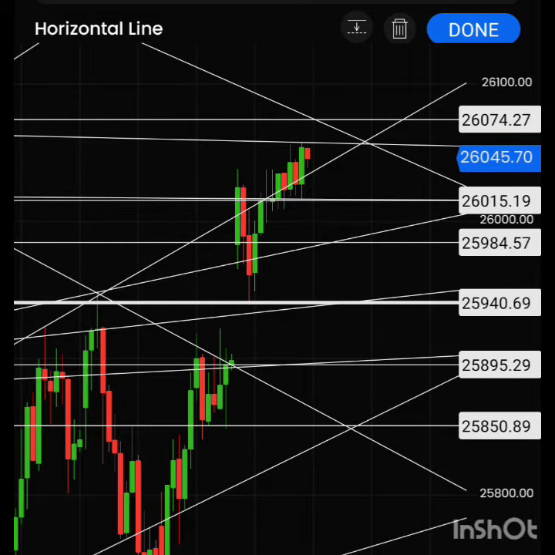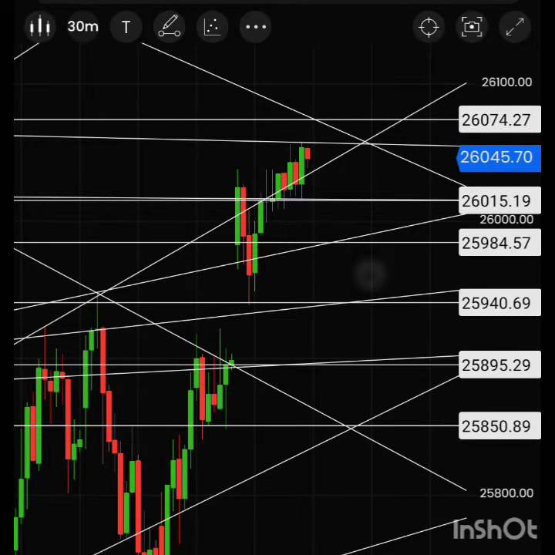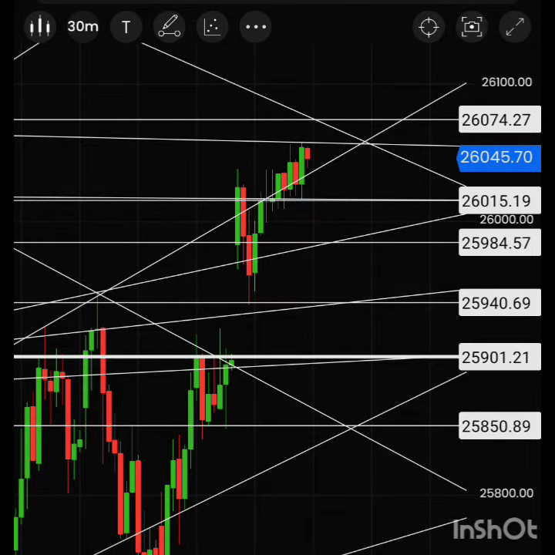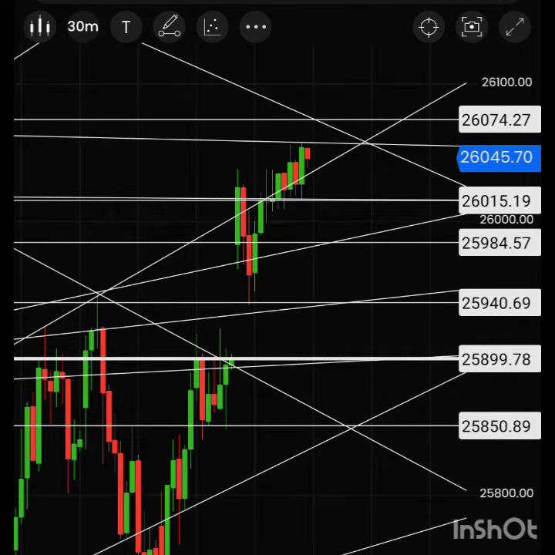We also have a 2-hour trend line support here, so mostly I am expecting a bounce back from here. Otherwise, if the shorters are very strongly active, then we can see more downside movement, and this can lead towards around 25,899 or the 25,900 range. And the next support is around the 25,850 range. So these are the levels here.